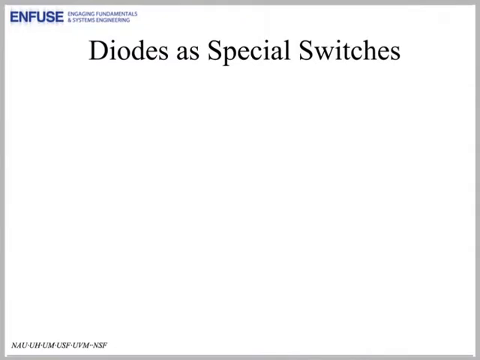A diode is essentially a one-way valve for current. It only allows current to flow in one direction, as suggested by its symbol. Here's the circuit symbol for a diode, and this part here with the arrow-like structure suggests that it should only let current flow in one direction, in this case, this direction.